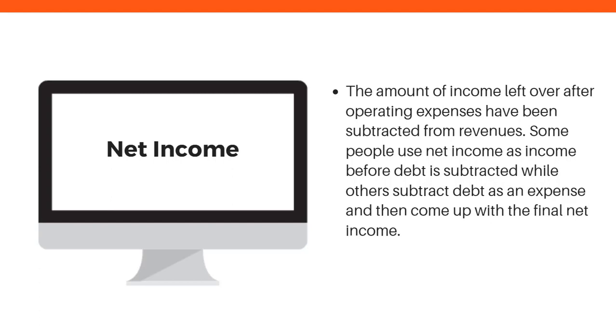Net income. This is the amount of income that is left over after all the operating expenses have been paid from the money that is brought in from the property. So a property is going to have gross revenue, then you're going to subtract out all the expenses of running the property, and whatever money is left over after everything's been paid off is known as net income.